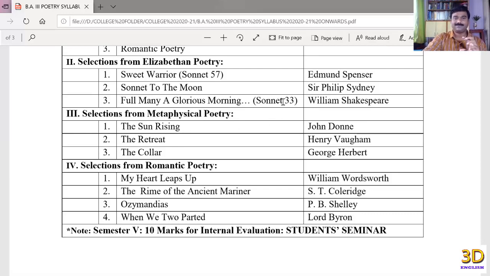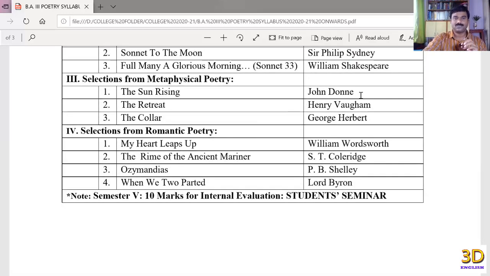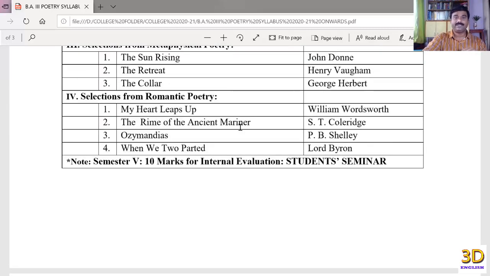Then we have three metaphysical poems. First is John Donne's The Sun Rising, then Henry Vaughan's The Retreat, and George Herbert's The Collar. And finally, we have four poems from Romantic poetry or the Romantic era. William Wordsworth's My Heart Leaps Up, S.T. Coleridge's The Rime of the Ancient Mariner, then Ozymandias by P.B. Shelley, and finally, When We Two Parted by Lord Byron.